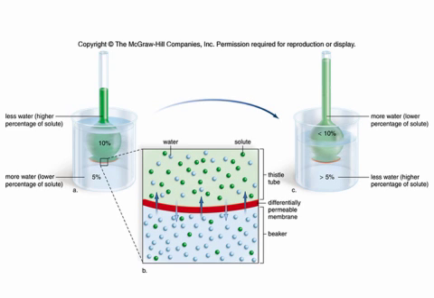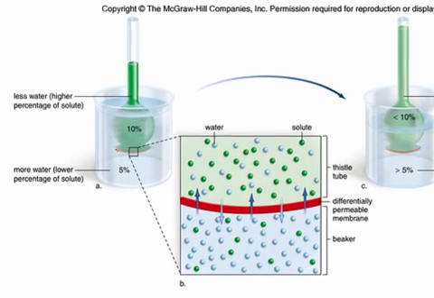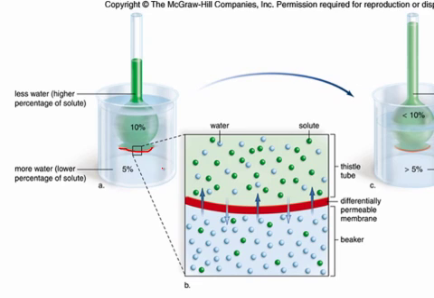In this diagram we have an apparatus called a thistle tube, and that thistle tube is inserted down inside a beaker. The opening of the thistle tube is covered with a differentially permeable membrane, so it's going to act much like our own plasma membrane. Now inside the thistle tube we have a solution that contains 10% sugar. So if it's 10% sugar, that would be 90% water. Remember, it has to add up to 100%. And then in the beaker we have a solution that contains 5% sugar and 95% water.